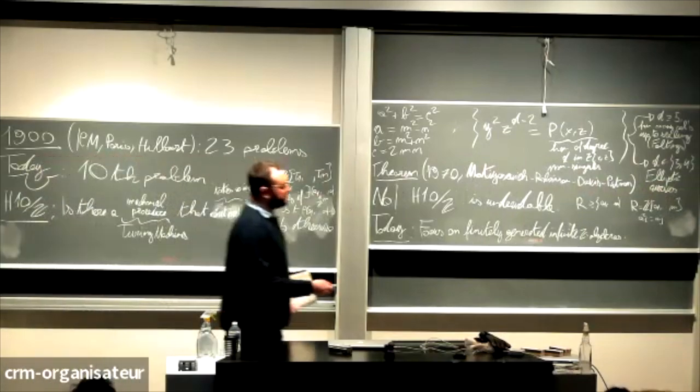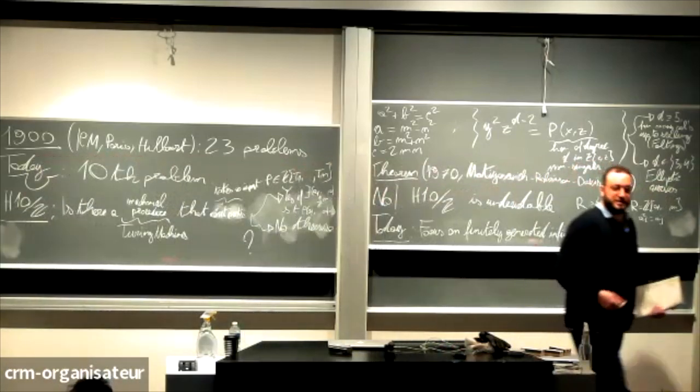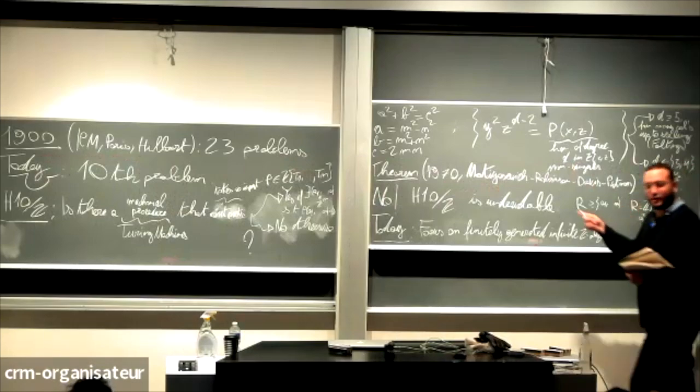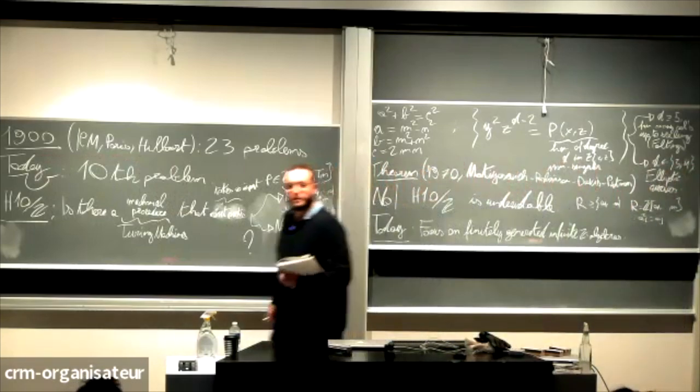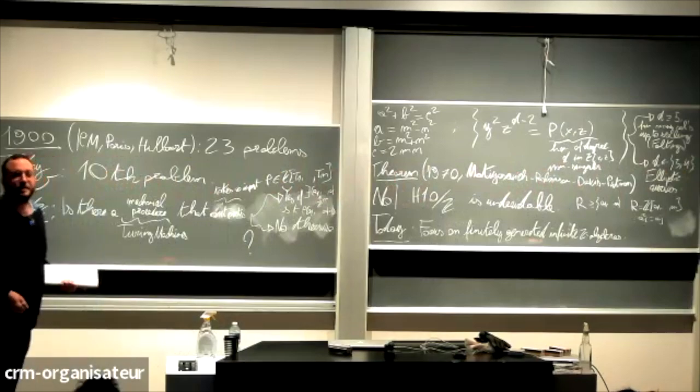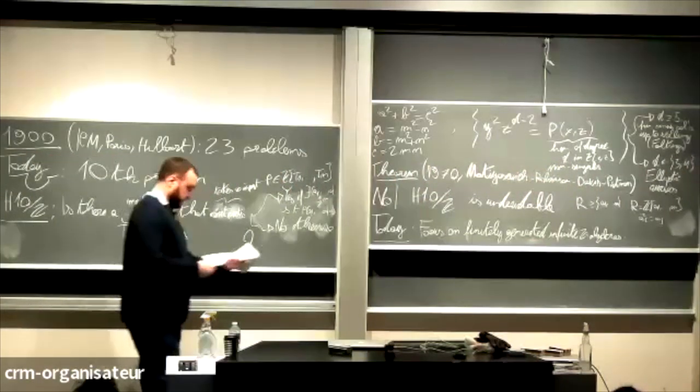And why infinite? Because if you take a finite ring, then there is an easy algorithm to test solvability. You can just run over all elements and check whether you ever get zero, and that's a valid algorithm, and the question is not so interesting.